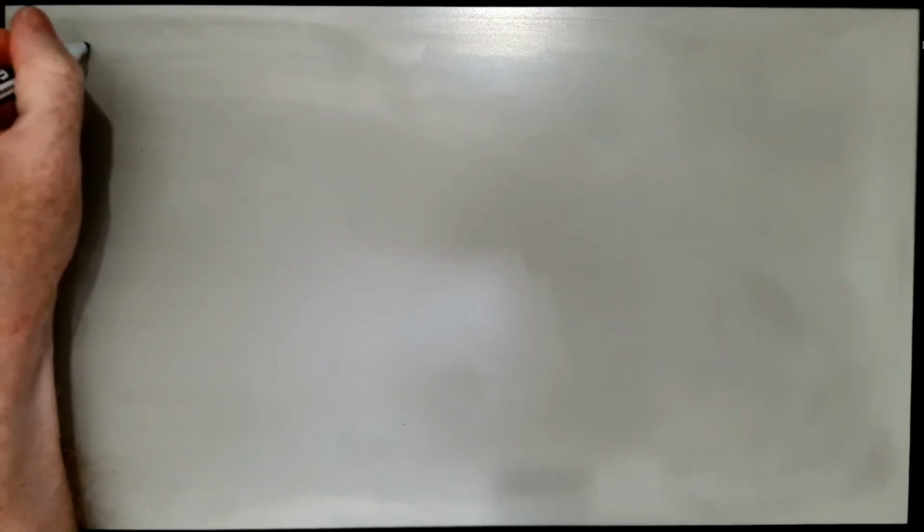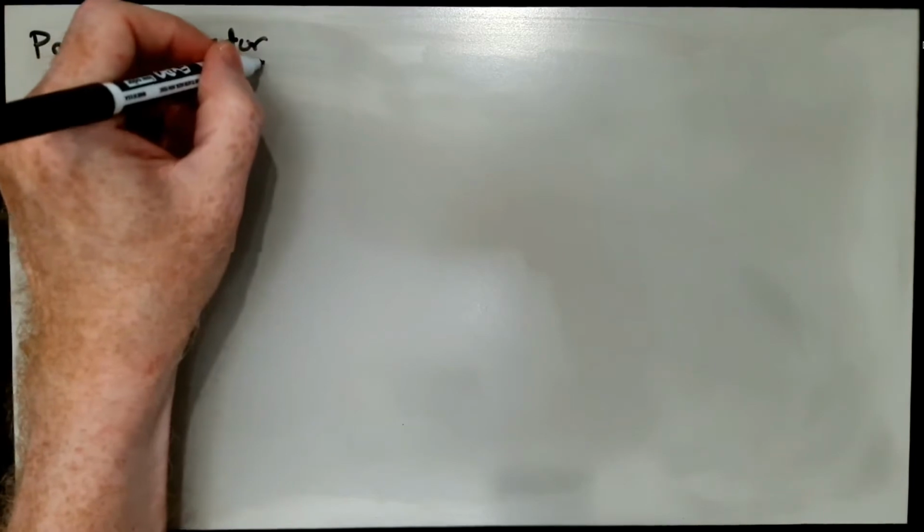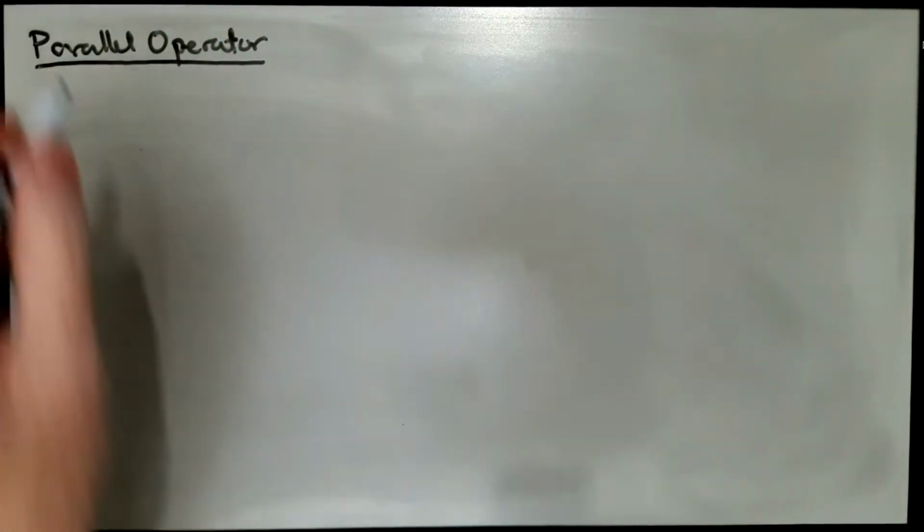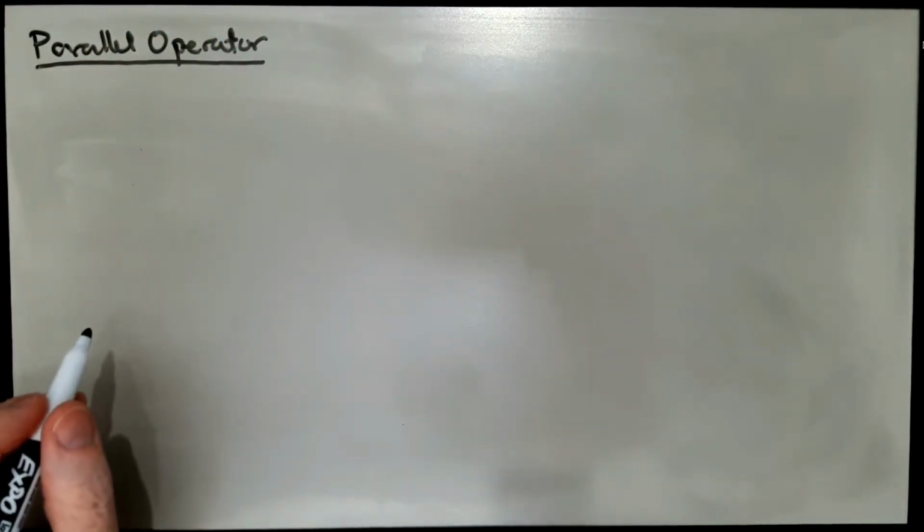Okay, in this segment we're going to be looking at the parallel operator, and just going over some of its properties. And we'll be talking about something like a resistive voltage divider and a resistive current divider if we have time.